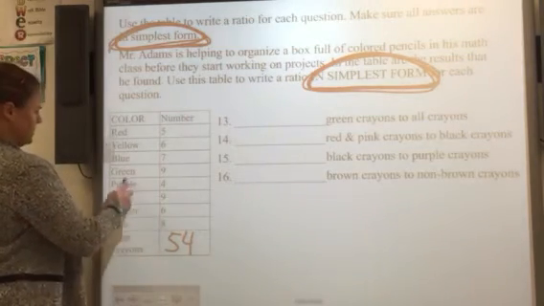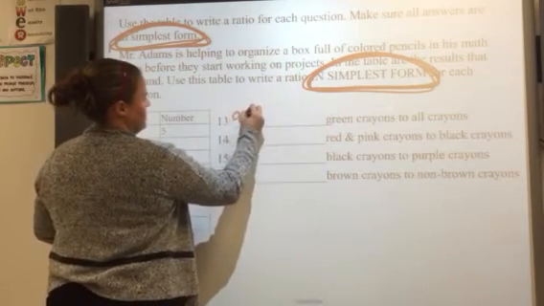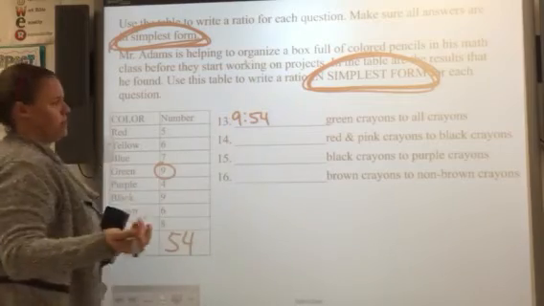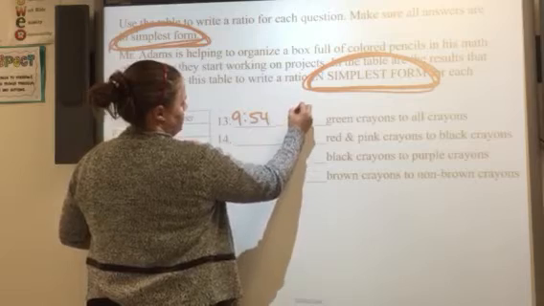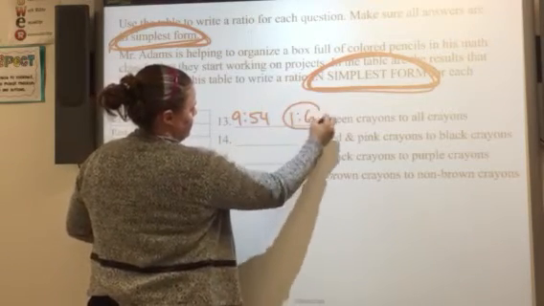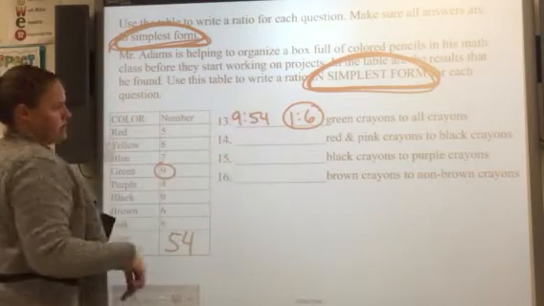So my first question says compare green crayons to all crayons. So my green crayons are right here. So I've got 9 to 54 because it's all crayons. Well, 9 and 54 have a common factor of 9. So it's going to simplify down to 1 per 6. So that will be my final answer because they both have 9. Divide by 9, divide by 9.